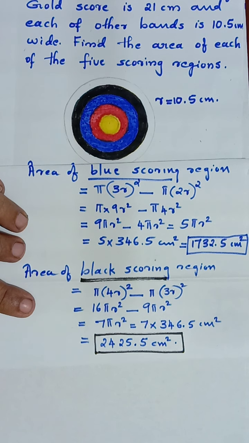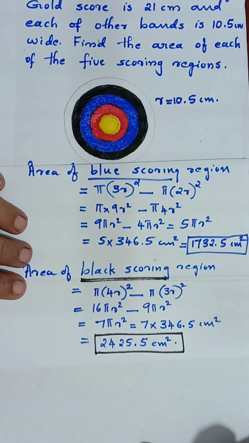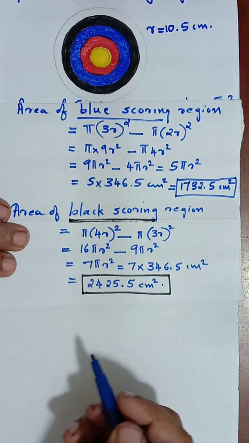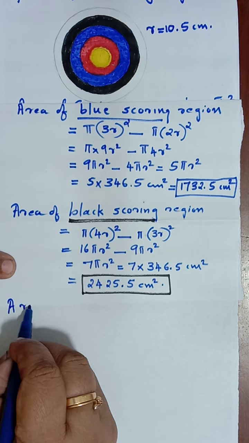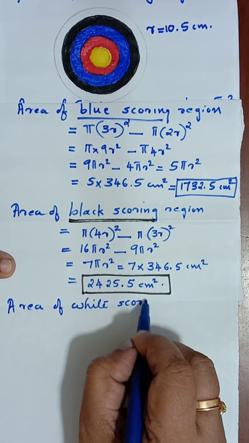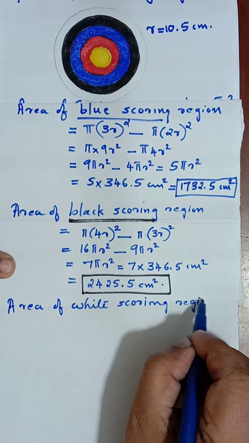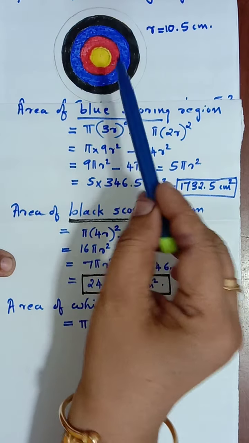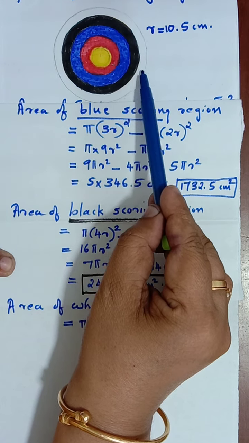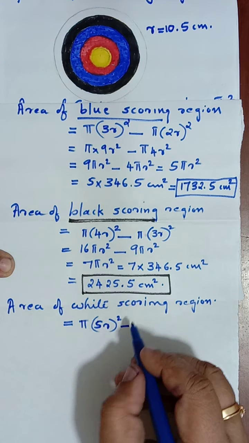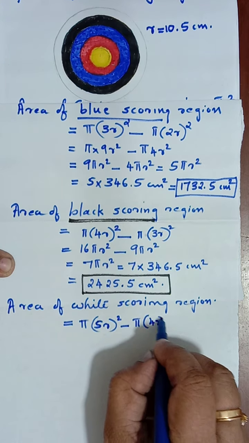Now the last region is the area of the white region. The white region is the outermost one. You can see the figure. Area of white scoring region. So we can find out the area of white scoring region. So how much will be our R now? Pi r square, pi into, it comes as 5. Is it? 1, 2, 3, 4, 5. 5 regions are there. 5r square minus, just below that it will be pi into 4r square.